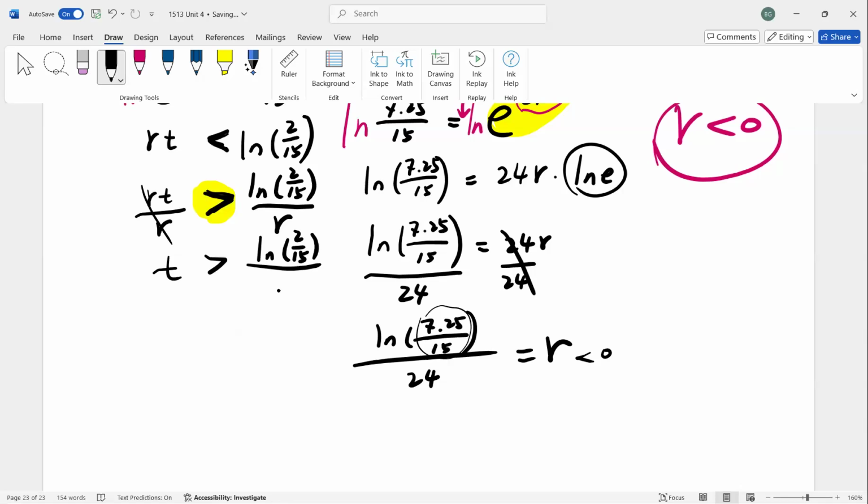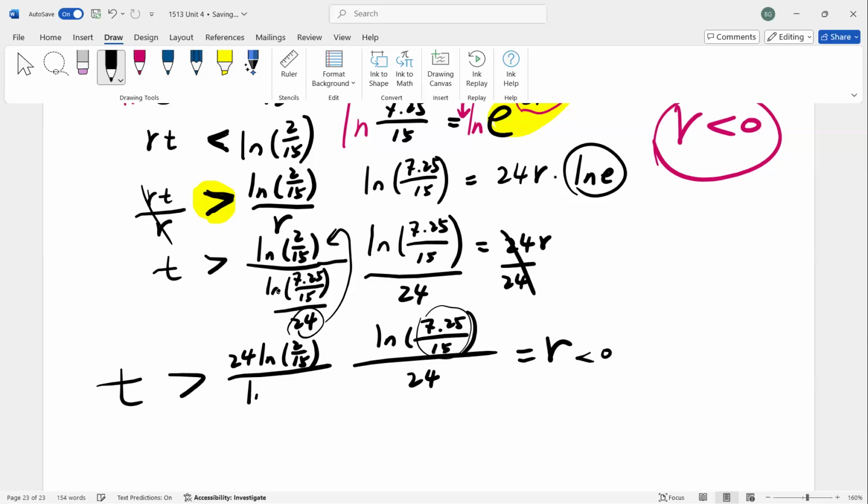r is ln 7.25 over 15, and then over 24. You can use keep, change, flip, and we flip the 24 to the top. So we have 24 ln 2/15 over ln 7.25 over 15. And that's the minutes. At least you need to stay in the office that many minutes in order for the substance to go below 2 milligrams and you pass the detector.